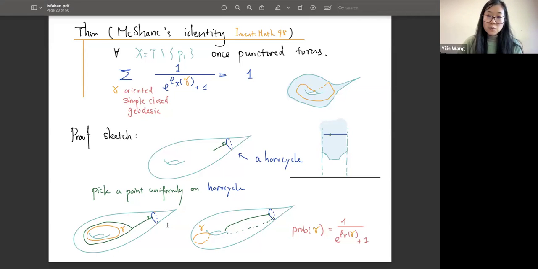And Maxine just said, what is the probability to see a given curve gamma? And each curve gamma can arise in both ways. You just put these two probabilities together, and look at the chance I will see gamma itself, this orange curve. And then computing it, this is exactly 1 over exponential the length of gamma plus 1. And since it's a probability, they have to sum up to 1. And that's how he gets this identity.